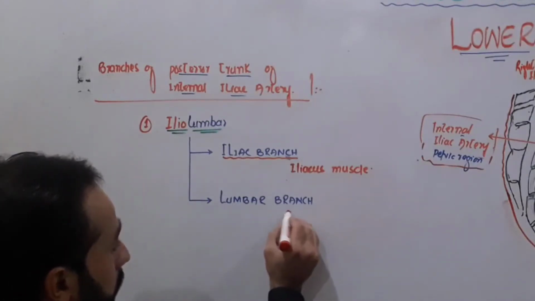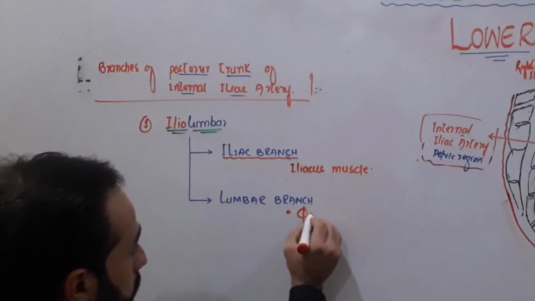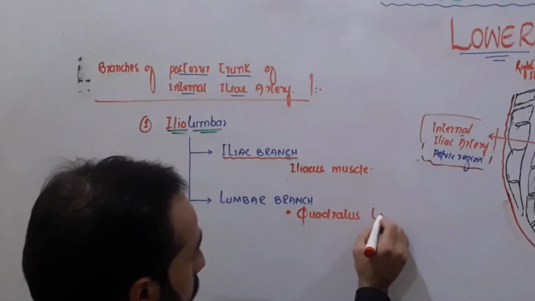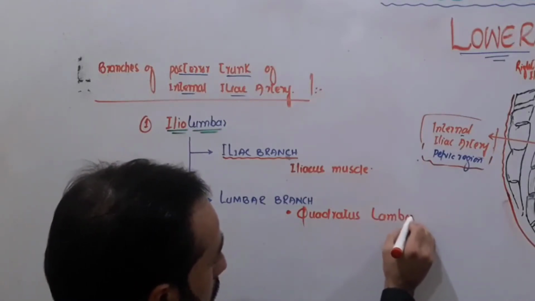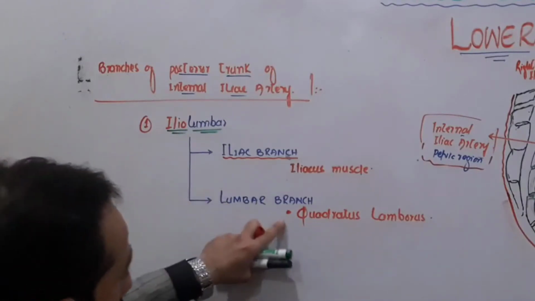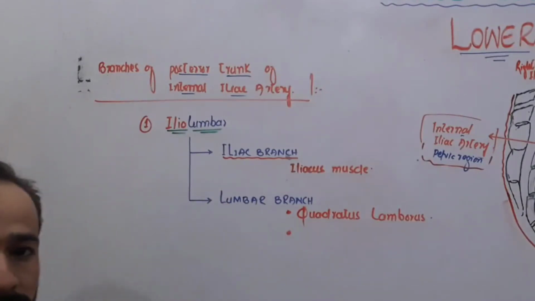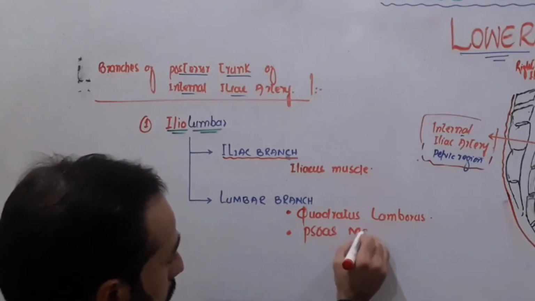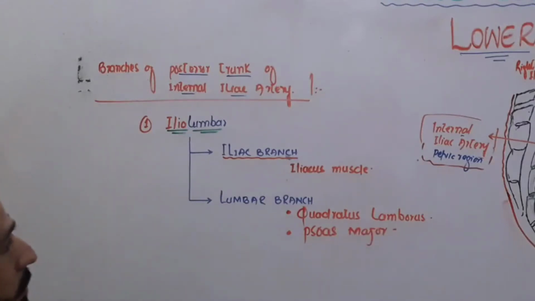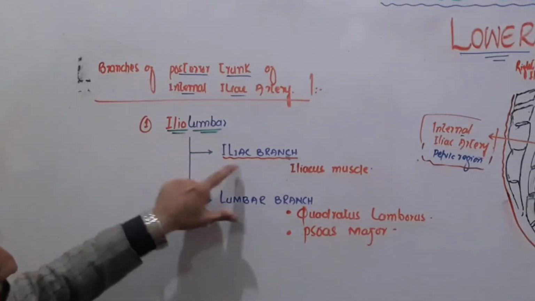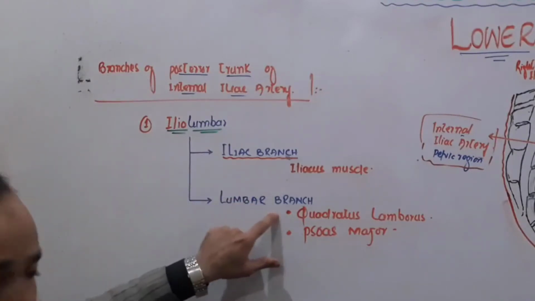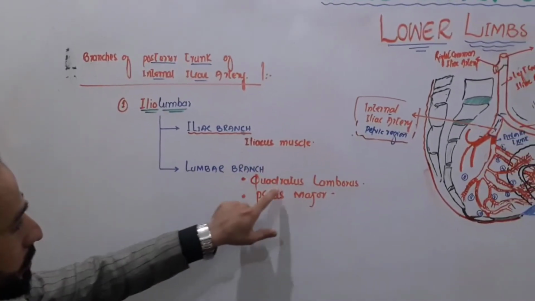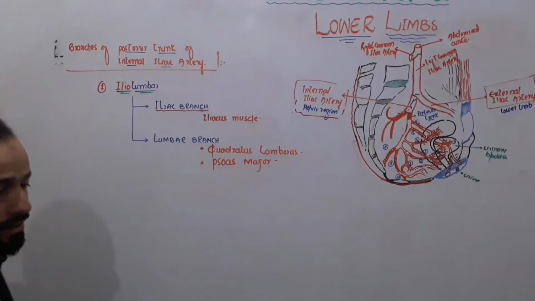and those are the quadratus lumborum, right, and the next muscle that it supplies is the psoas major. Right, so this iliolumbar branch gives off two branches, the iliac branch and the lumbar branch. The iliac branch will supply blood to the iliacus muscle, and the lumbar branch will supply blood to the quadratus lumborum and the psoas major.